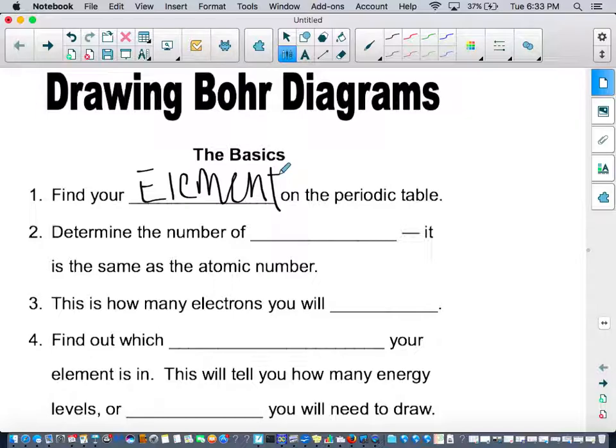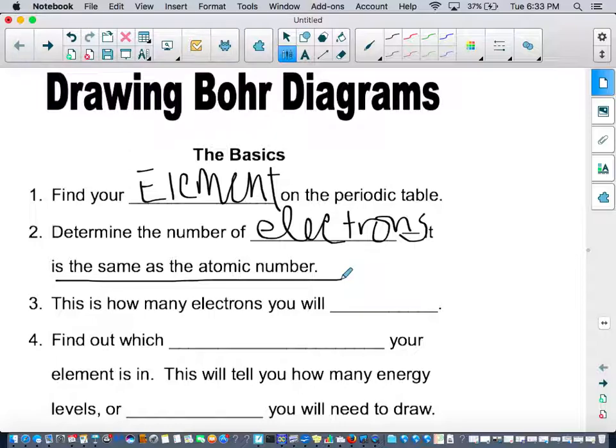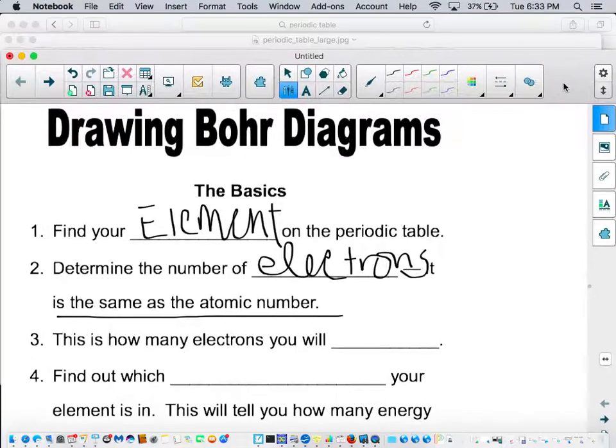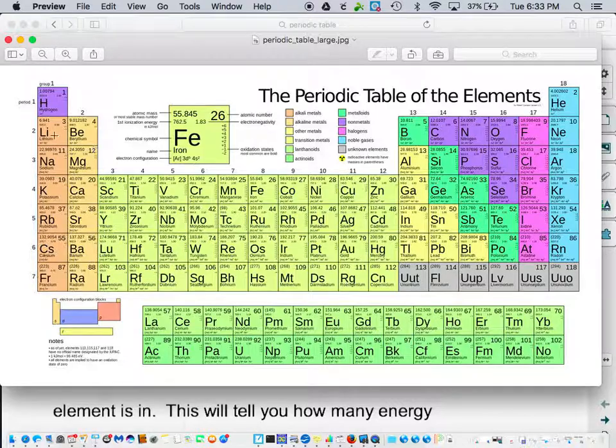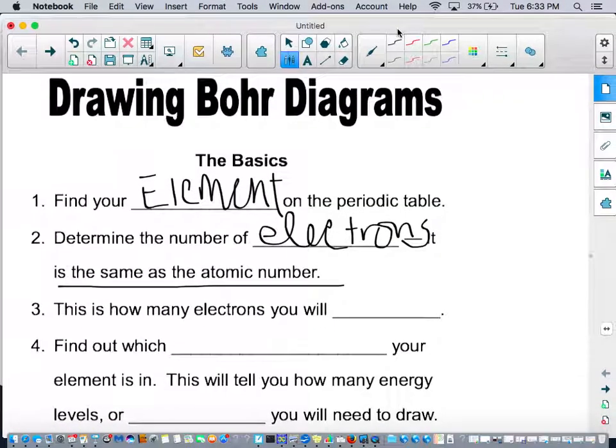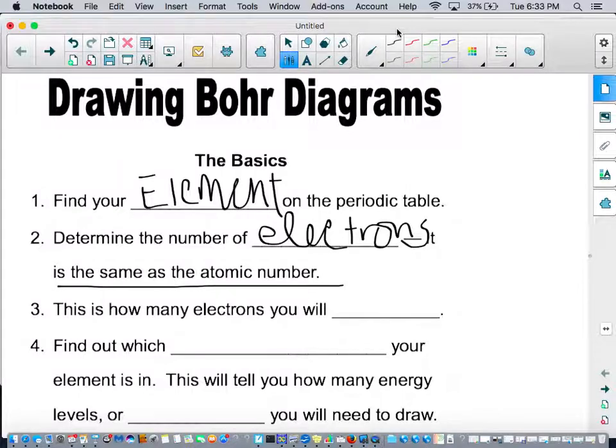Then we are going to determine the number of electrons that this element has. Remember that the number of electrons is the same as the atomic number. If we look at our periodic table, for example, over here, sodium, 11 is the atomic number. It has 11 electrons. So this is how many electrons you will draw.